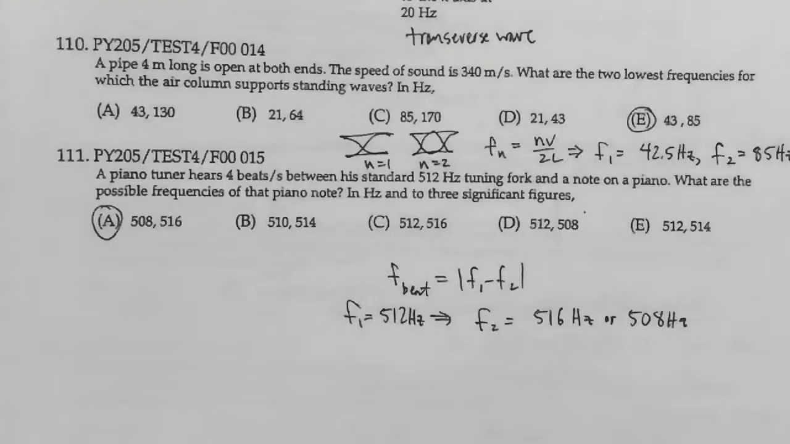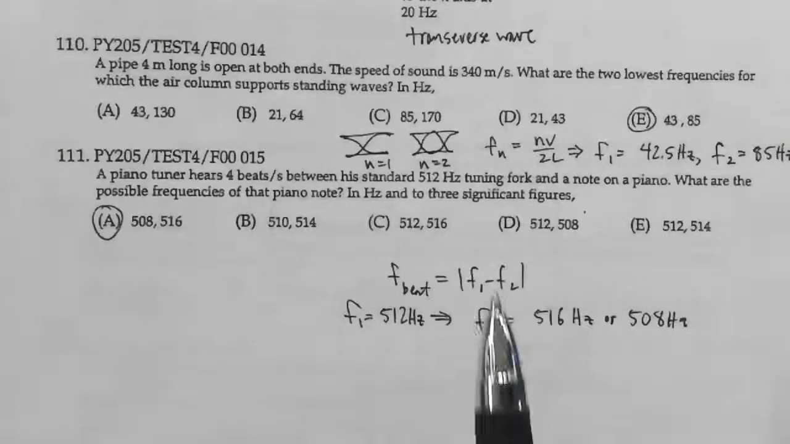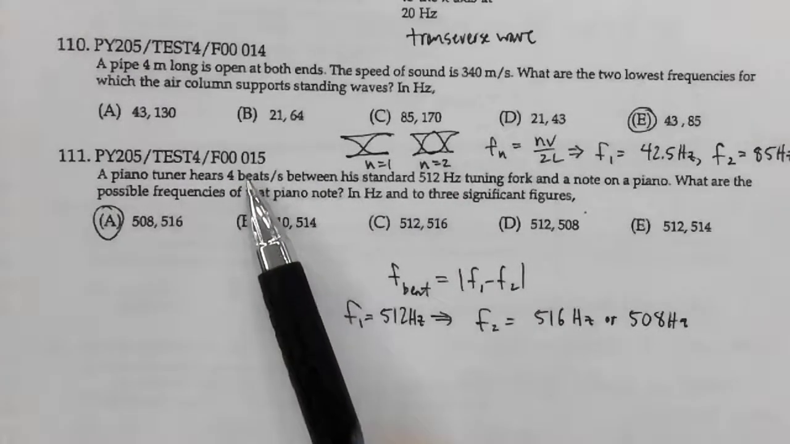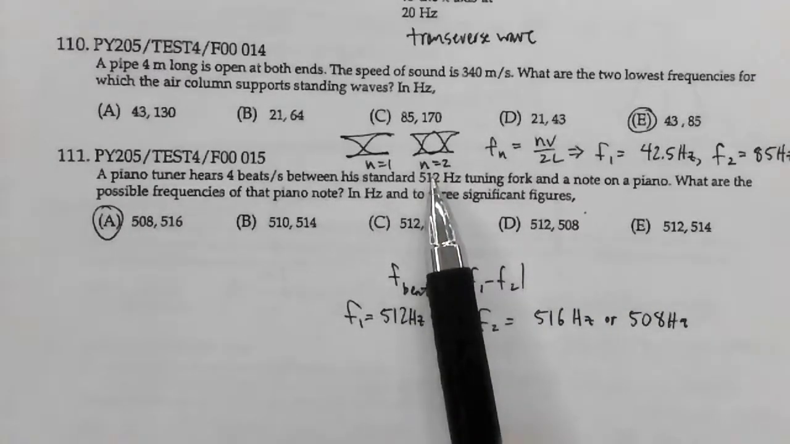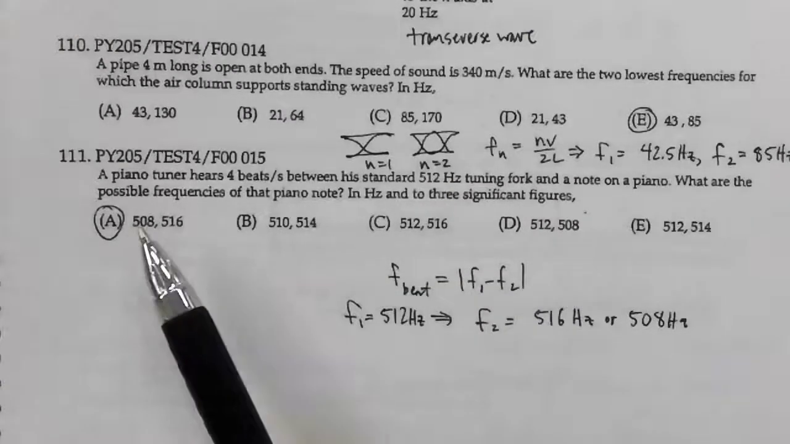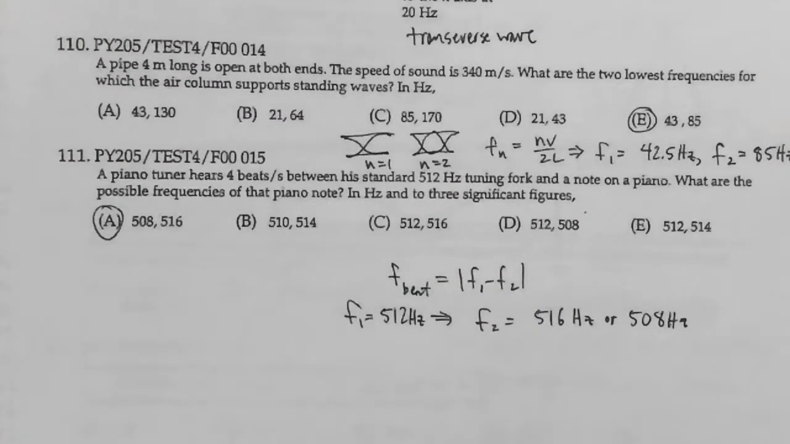We just talked about this with the demo. We get beats between frequency F1 and F2. The beat frequency is the absolute value of F1 minus F2. Because the beat frequency is 4, the difference between the standard tuning fork and the piano string has to be 4 or negative 4. If it's 4, then I'll go up by 4, so I get 516. If I go down by 4, I get 508. Does that make sense, everybody? Good. Any questions?